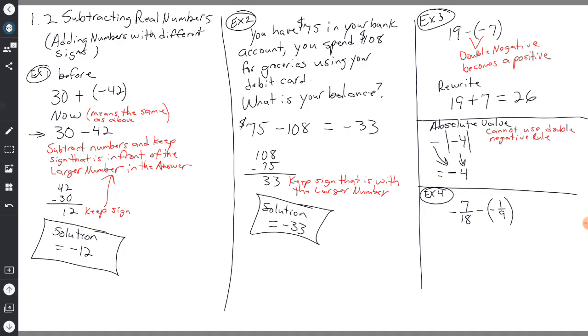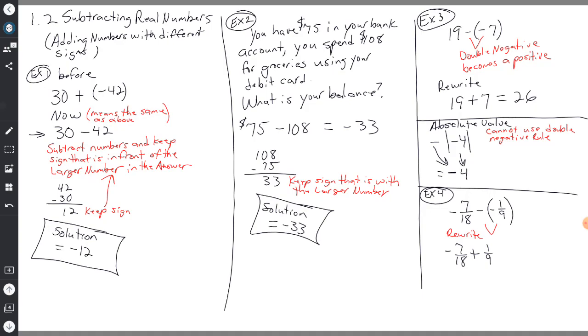So we have negative 7 over 18 minus a negative 1 over 9. Right away, we see a double negative right there, so we can rewrite this. So this becomes a plus 1 over 9.